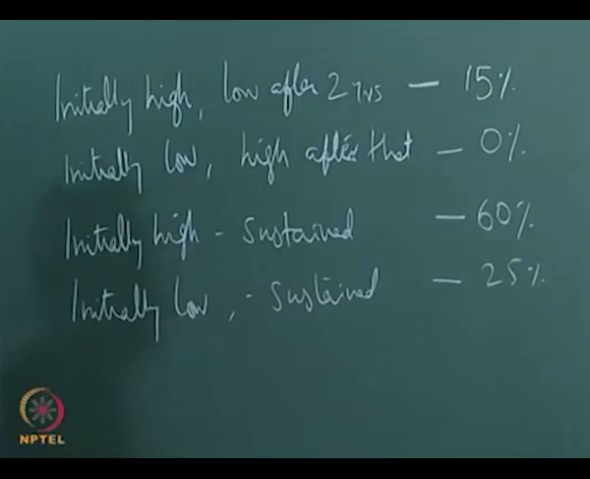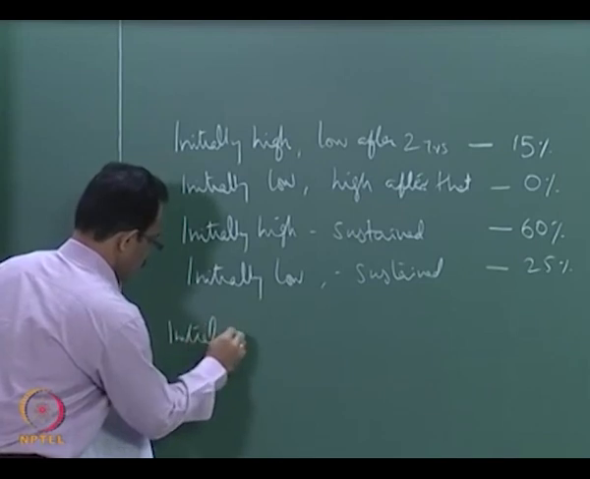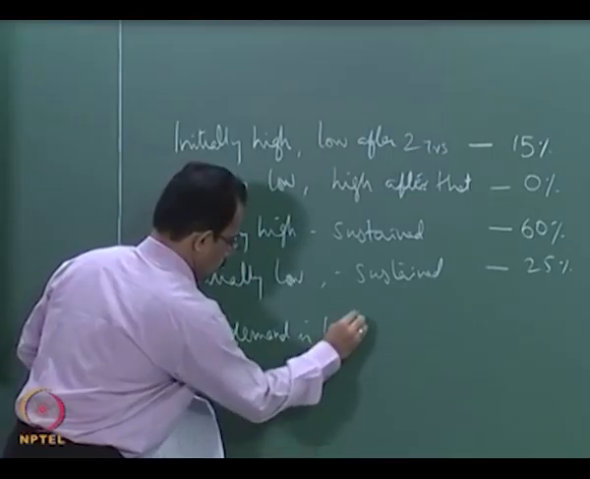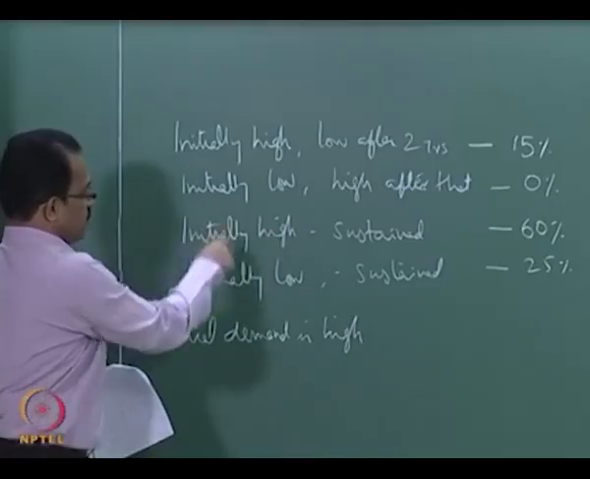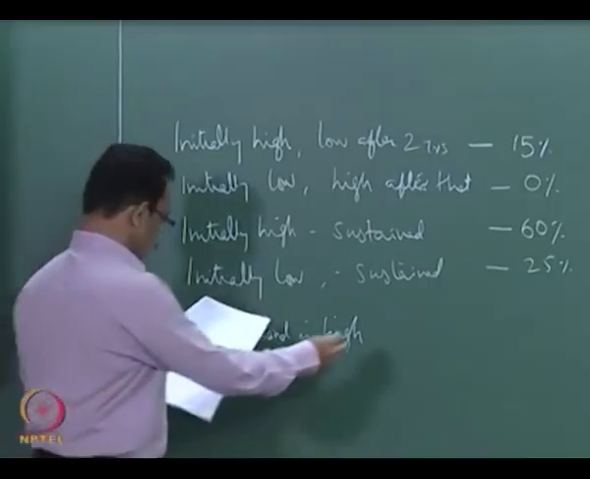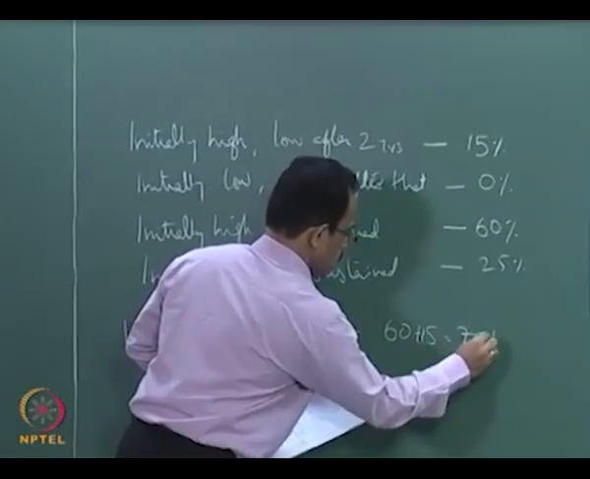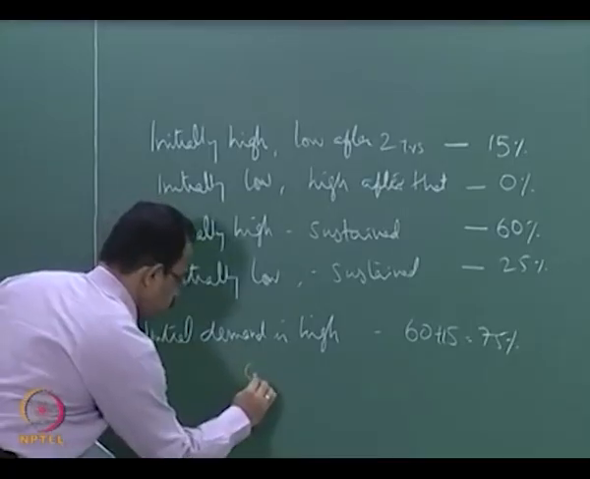Now using these values we can identify a few other scenarios and find out the probability of those events happening. The chance that initial demand is very high: we had conditions where this is initially high and this is also initially high, and these two are initially low. So these are two conditions where we can have initially high demand. So this probability will be 60 plus 15, 75%.